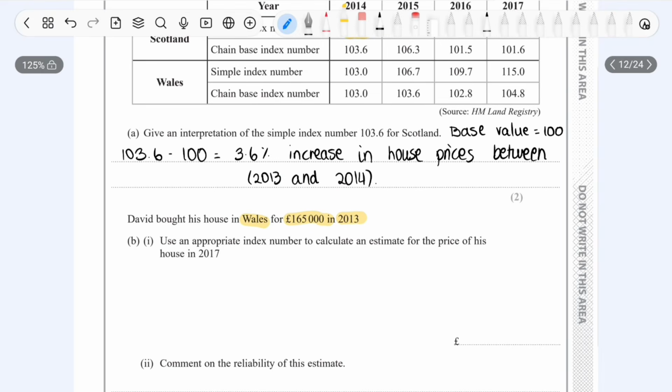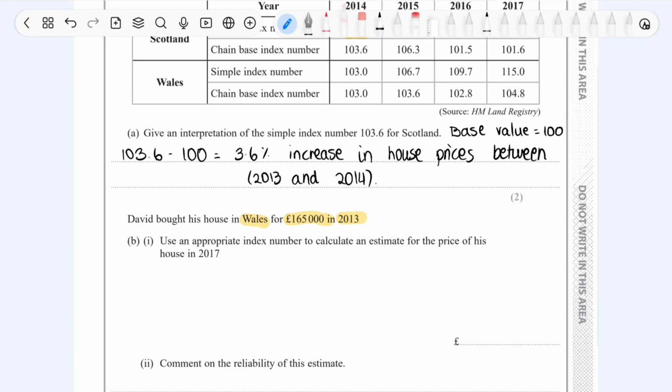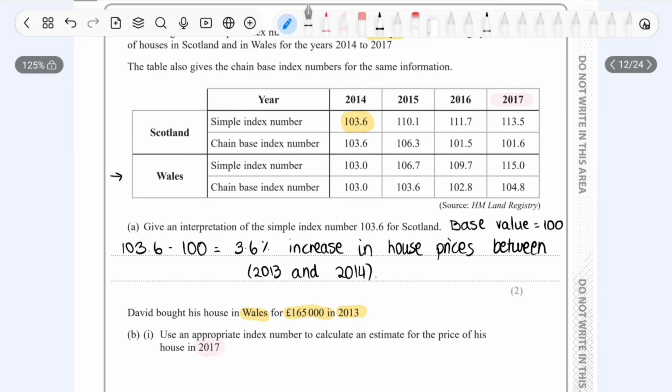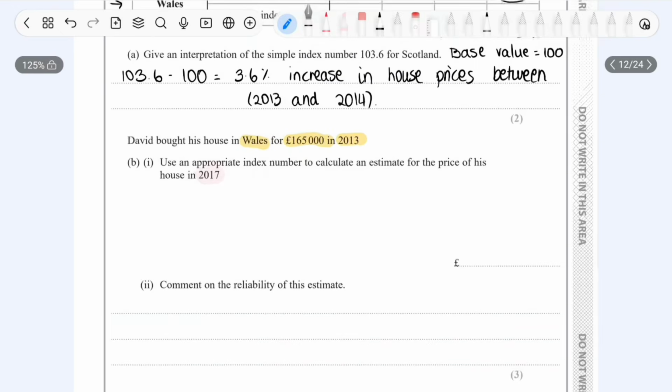What else do we know? Well, we want to find the estimate of the price of his house in 2017. So we're going to find 2017 on the table, the 2017 column, and make sure that we're mapping it to Wales, which is in these last two rows. Since the whole thing is on simple index numbers, we're going to use this value here, 115, also known as a 15% increase.